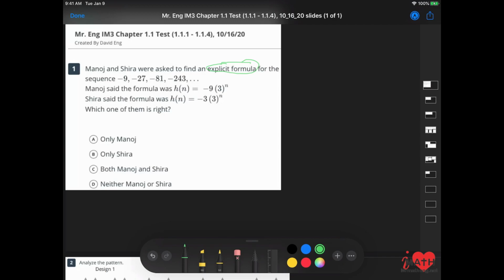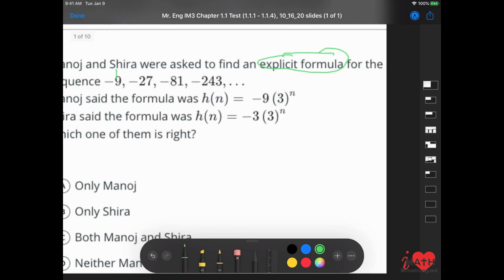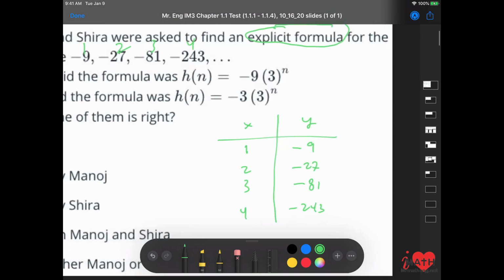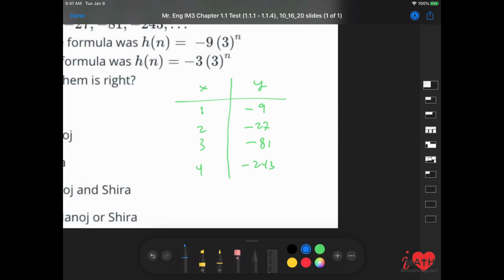So what we've done is we've numbered them. This is the first, second, third, fourth number. So you can make a table of values. We'll call this X and the Y. This is the number in the list, and this is the corresponding output or number that we have. Well, what can we do? Here, I know that this is a plus 1.